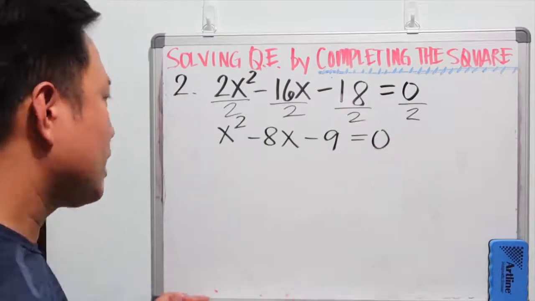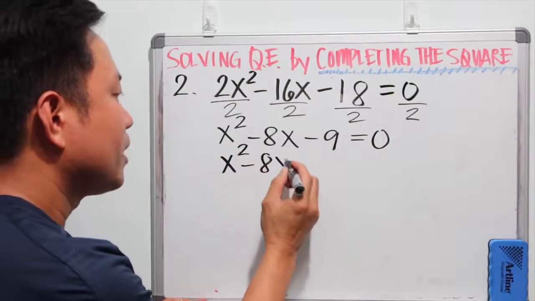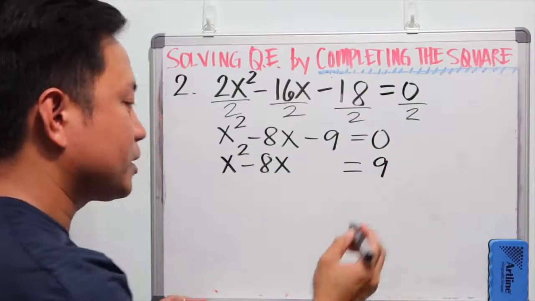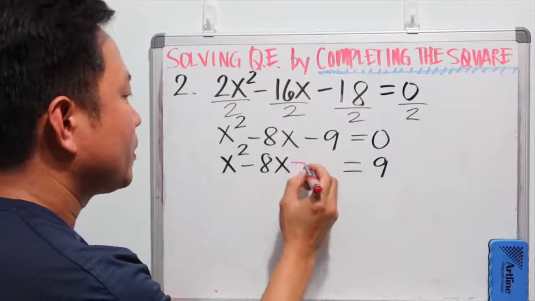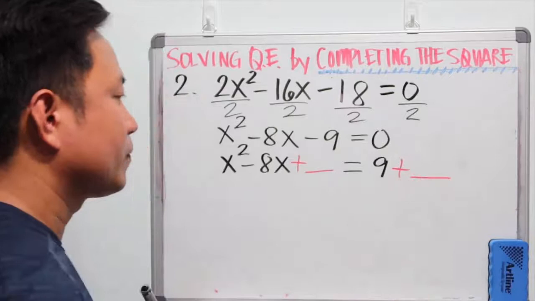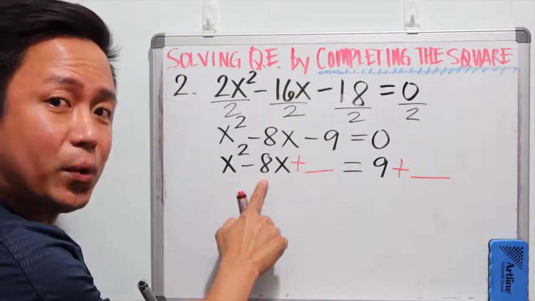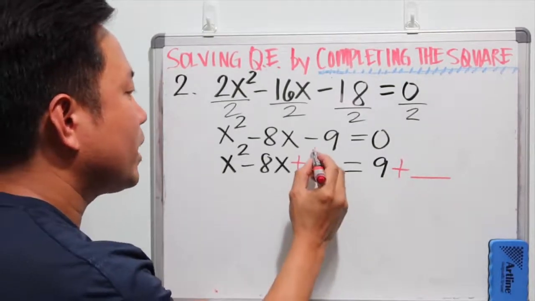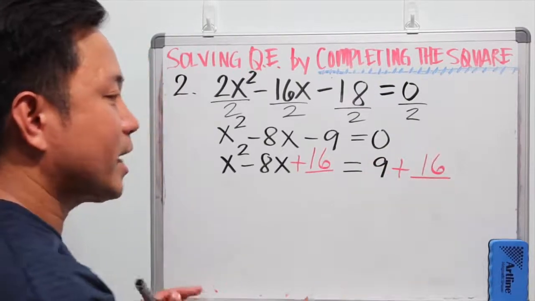Next, we need to isolate the variables on the left side. That means we need to transfer negative 9 to the right, and that turns now to positive 9. To complete the square, try to recall what we did with example 1. First is we need to get half of negative 8, which is negative 4. And then square negative 4, that's 16. So we need to add 16 to both left and right side of the equation to maintain the equality.